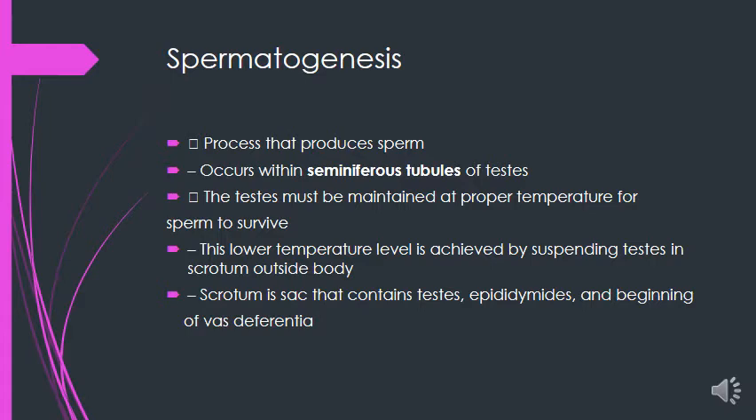And why is it so? Because the testes are present outside the body, and because of that the testes temperature is very low in comparison to the normal body temperature, because it is very important for producing sperm. Okay, now scrotum is a sac that contains testes, epididymis, and beginning of vas deferens. So I hope you got the point of what spermatogenesis is and how it occurs in the body.